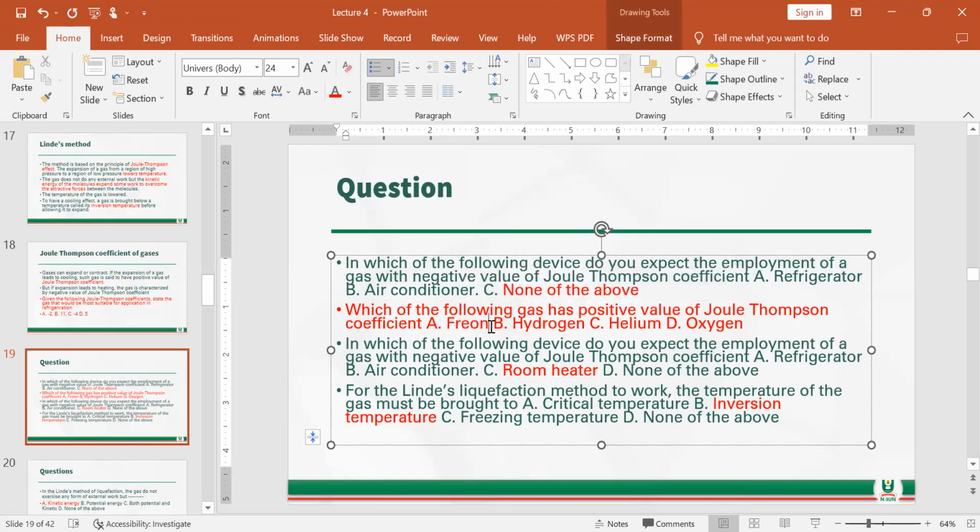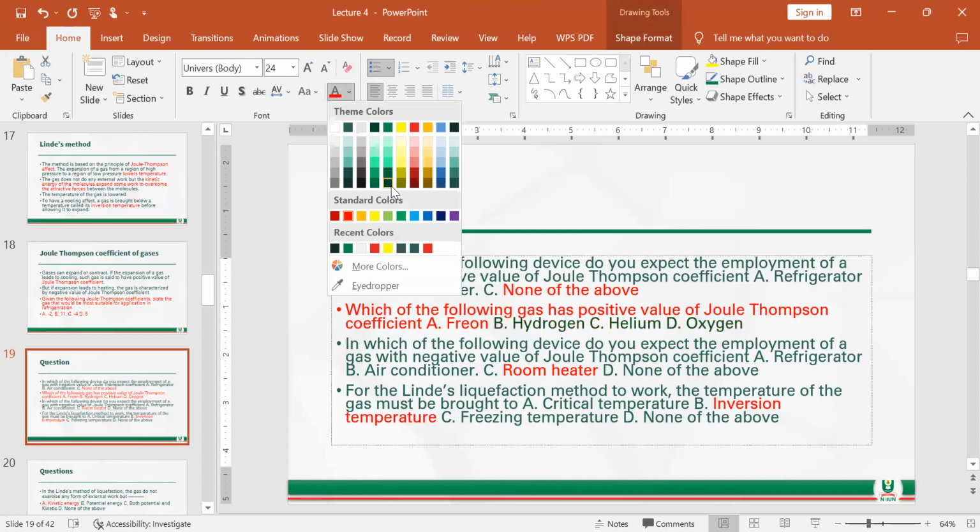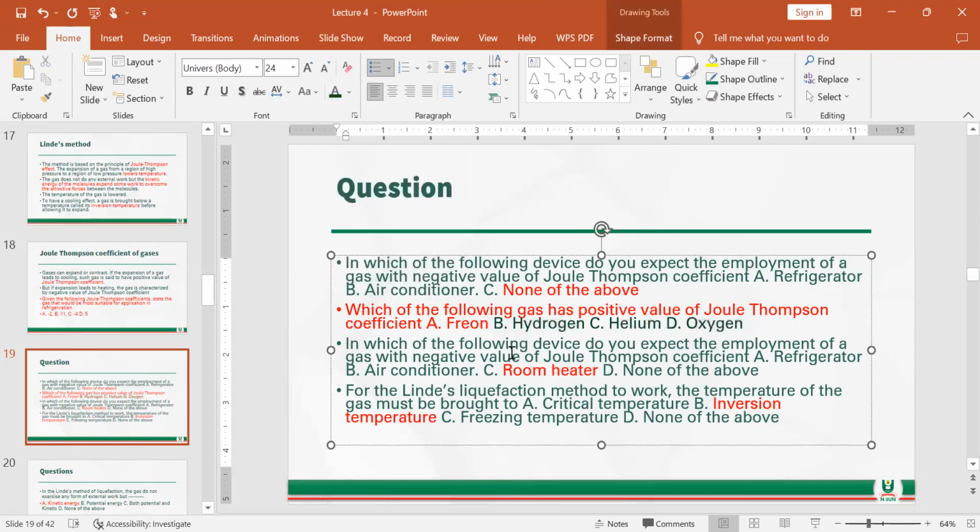In which of the following devices do you expect the employment of a gas with negative value of Joule-Thomson coefficient? For this one, you should have a negative value. Room heater is an example.